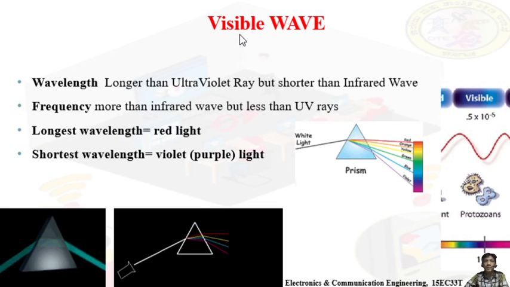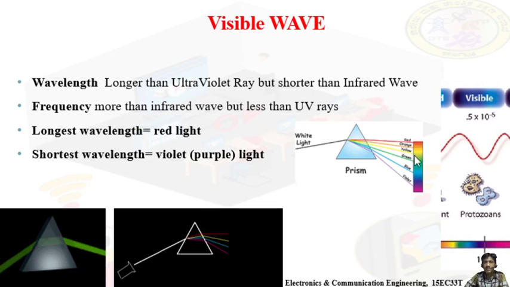The next is the visible wave, that is visible light. It is the electromagnetic spectrum having a wavelength longer than ultraviolet ray but shorter than infrared wave, and a frequency more than infrared wave but less than UV rays. We know that the longest wave in the visible range is red light.